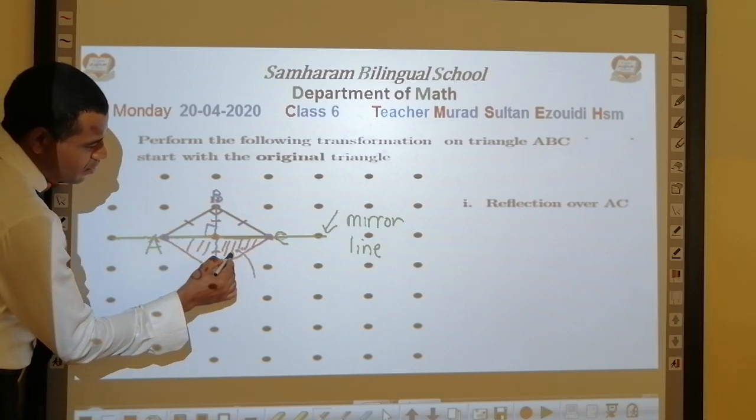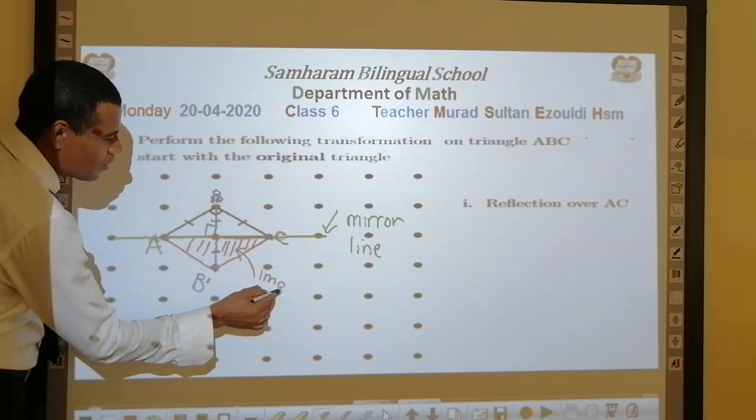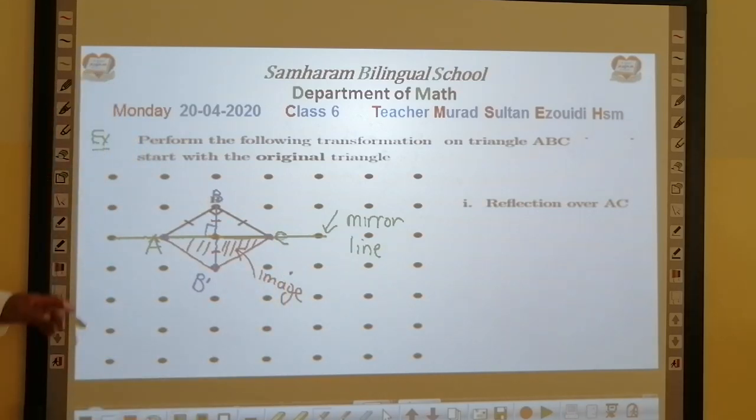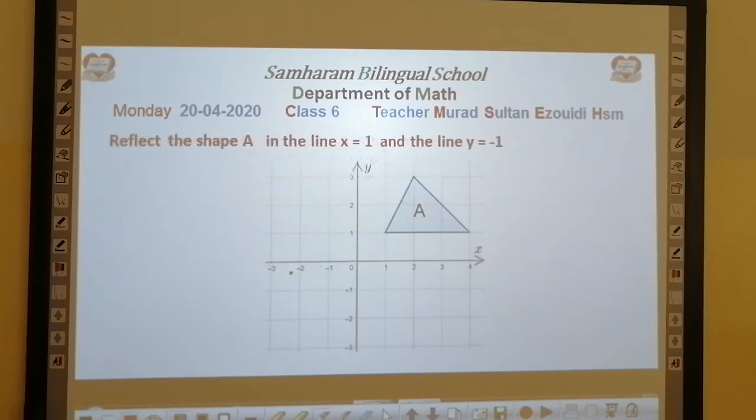This one is the image, after reflecting on the mirror line. Now I'll reflect the shape A.